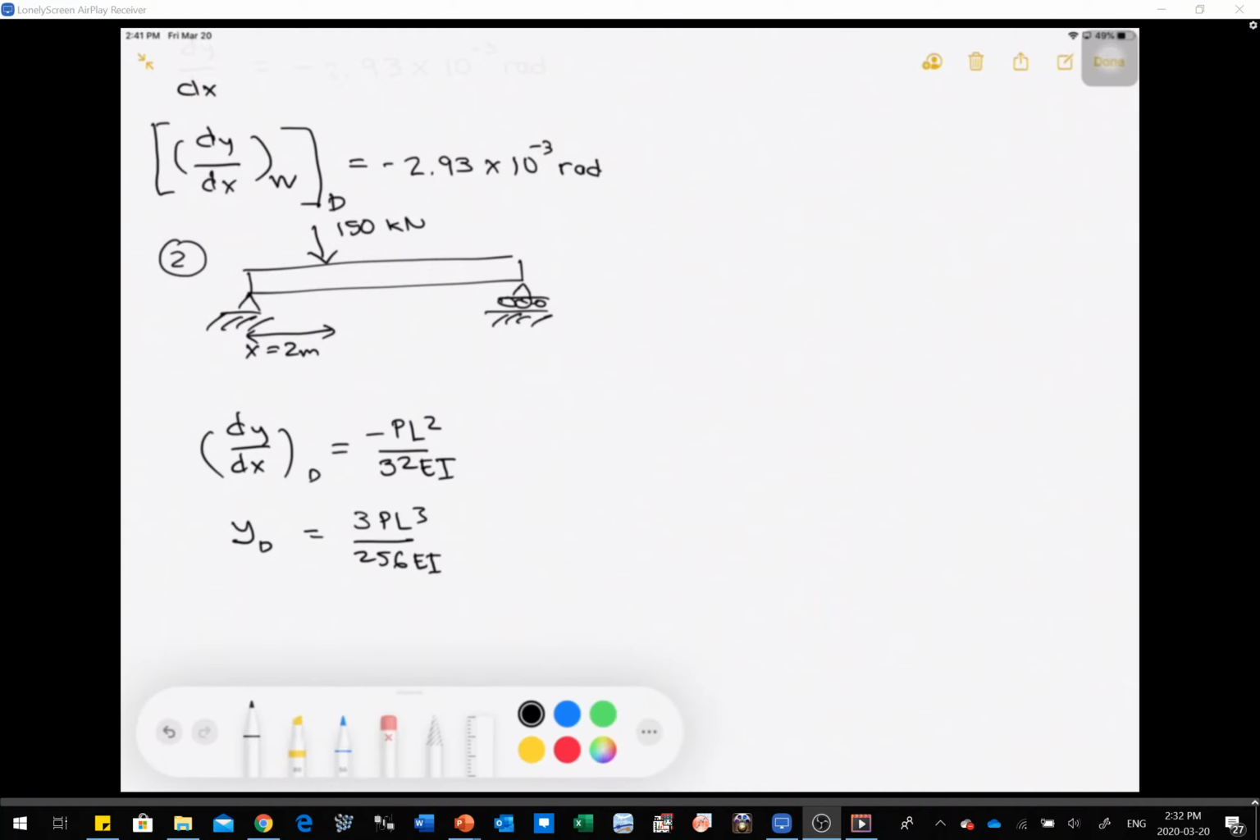Now, this is not exactly for D, so let's correct that one. That should be for concentrated load. So let's call it for concentrated load P at point D. And then this is for concentrated load P at point D of your beam.